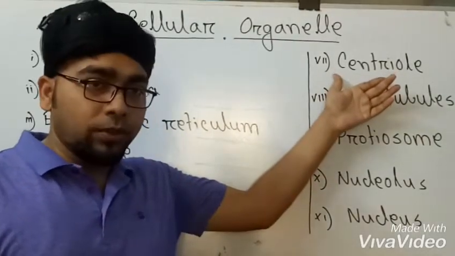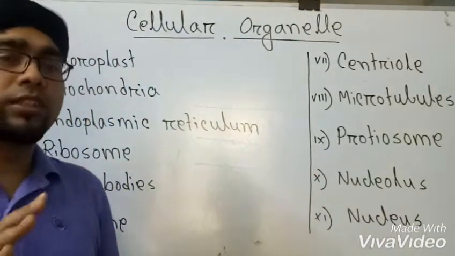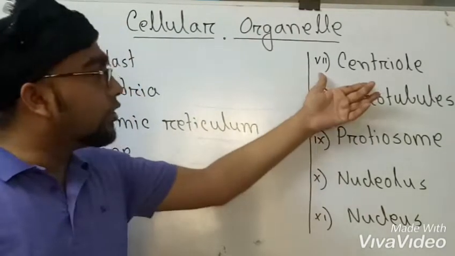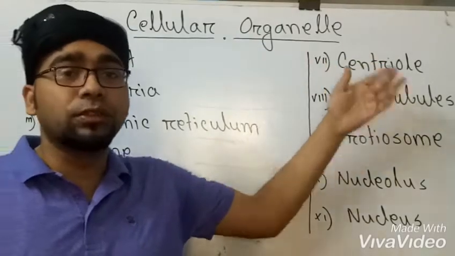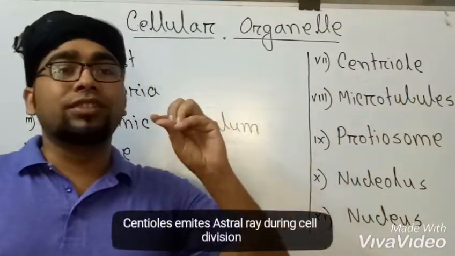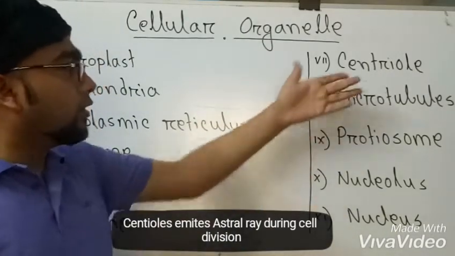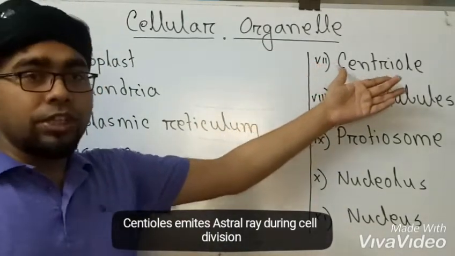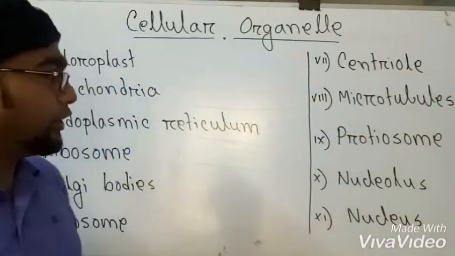Next one, centriole. Centriole is present only in animal cells. There is no centriole in plant cells. This centriole helps in cell division. This centriole releases different types of rays, which are called astral rays. So you can write, centriole helps in cell division. It is the apparatus of cell division.